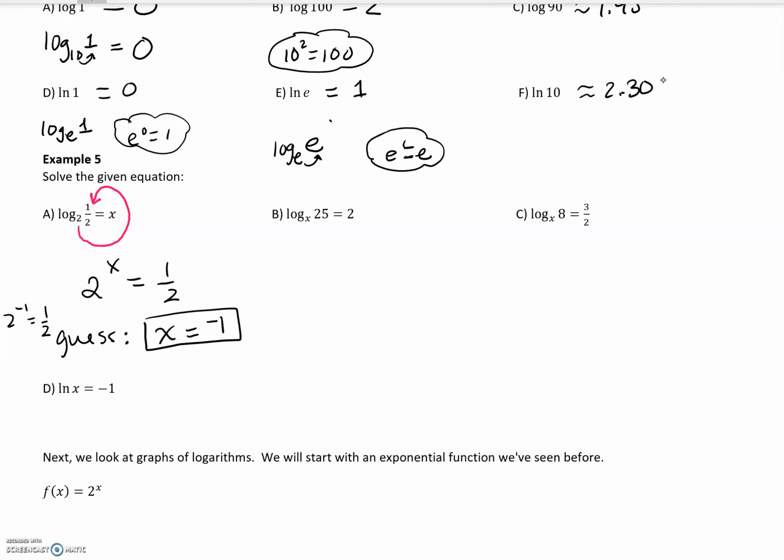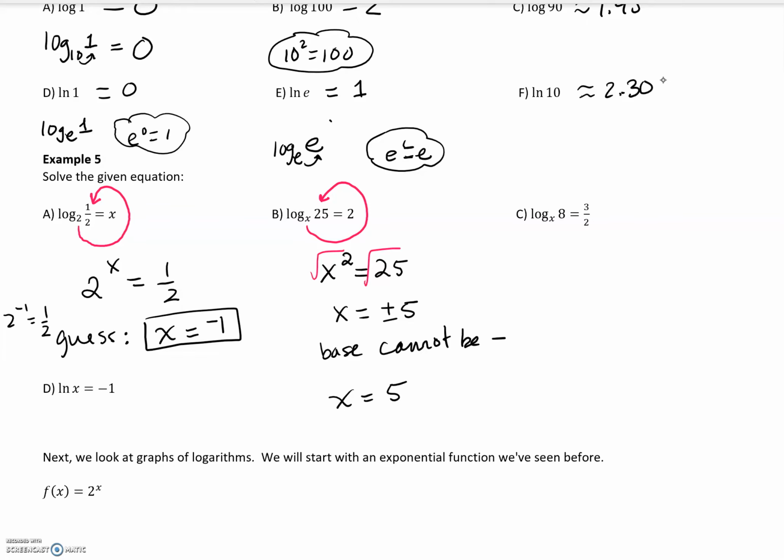Let's do the same, apply the circle to part B. This guy says x to the second should be 25. Well, that's just a quadratic equation. We can solve it and get two values of x. x is equal to plus or minus 5, but the base cannot be negative. So x would have to be just 5.